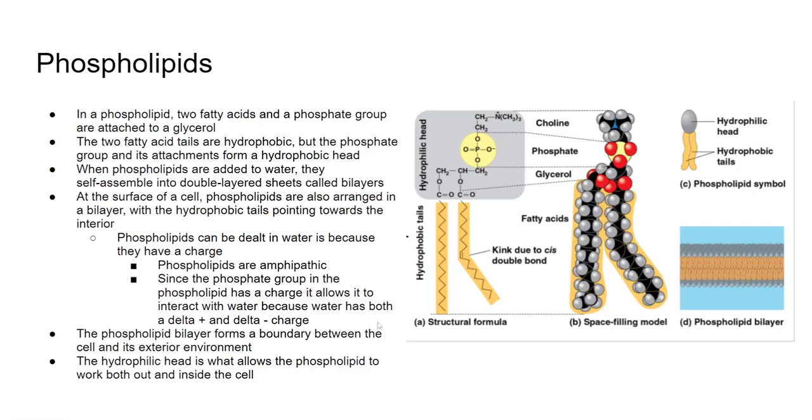But essentially, the phospholipid bilayer forms a boundary between the cell and its exterior environment. And the hydrophilic head is what allows the phospholipid to work both out and inside the cell, right? It's able to interact with the water, and the tails are able to interact with the hydrophobic parts of the body, like fats.